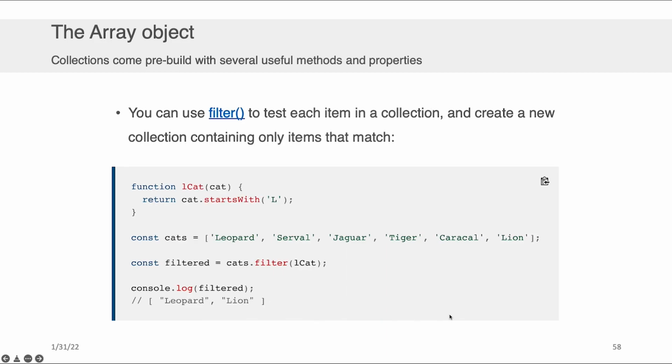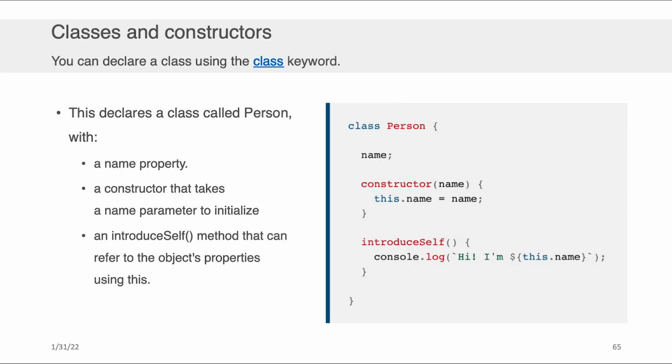Another one of the interesting methods that are available for the array object is filter, which allows you to take, again, something like that cats list that we had before, and to select a subset of it based on some definition that you provide within a function. In this case, things that start with L.